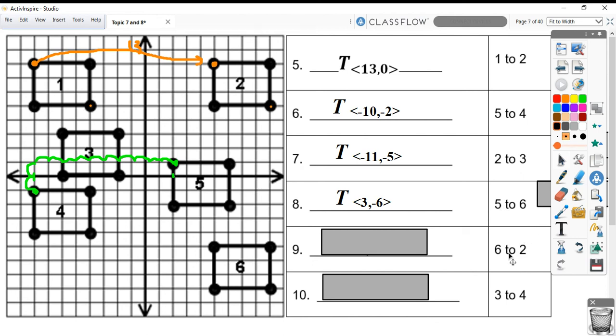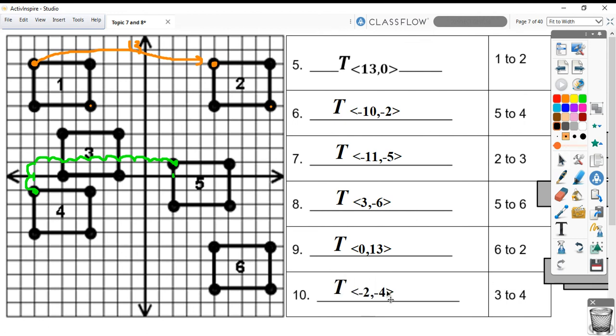This next one is interesting. When we go 6 to 2, look at what's happening. That is a slide of this rectangle straight up to this rectangle. There is no change in any of your x values. There's 0 for your first one. There was no left and right movement, so there's nothing to write right there. That 0 is nothing. But we did move up a whole bunch. So our second number should be positive, and we moved up by 13 units. Our last one, 3 to 4, is just more of the same. We moved to the left by 2, we moved down by 4, so we got negative 2 and negative 4.